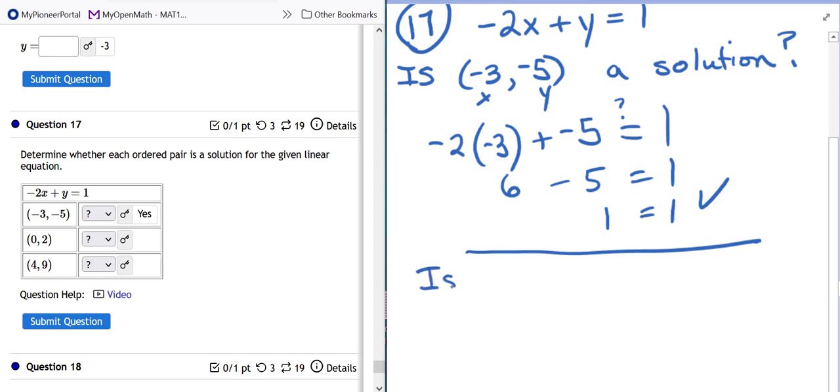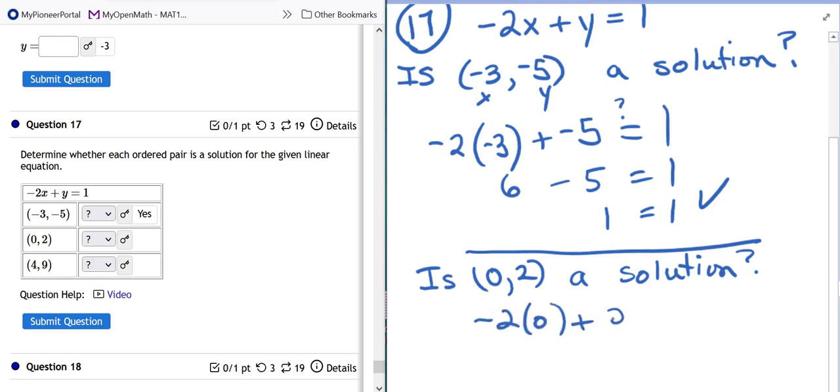So is 0, 2 a solution? And you plug it in. So -2 times 0 plus 2, does it equal 1? Right, and this is 0. 0 plus 2 does not equal 1. So this time we would answer no.